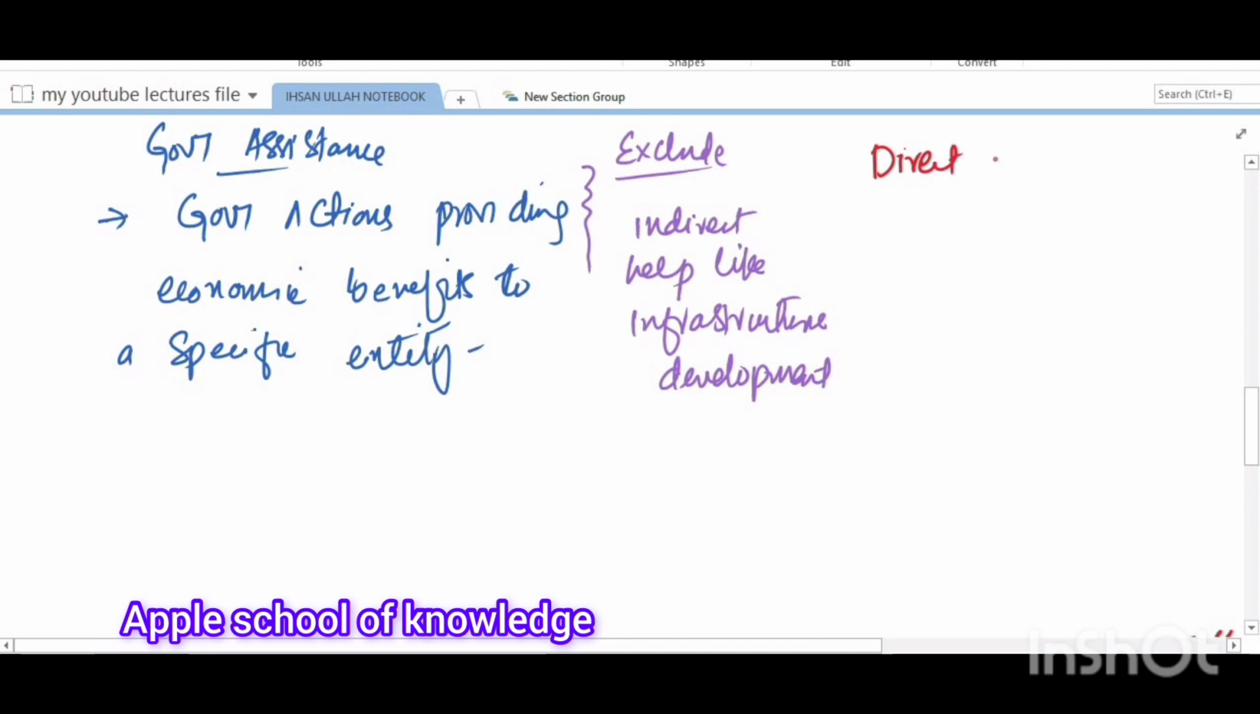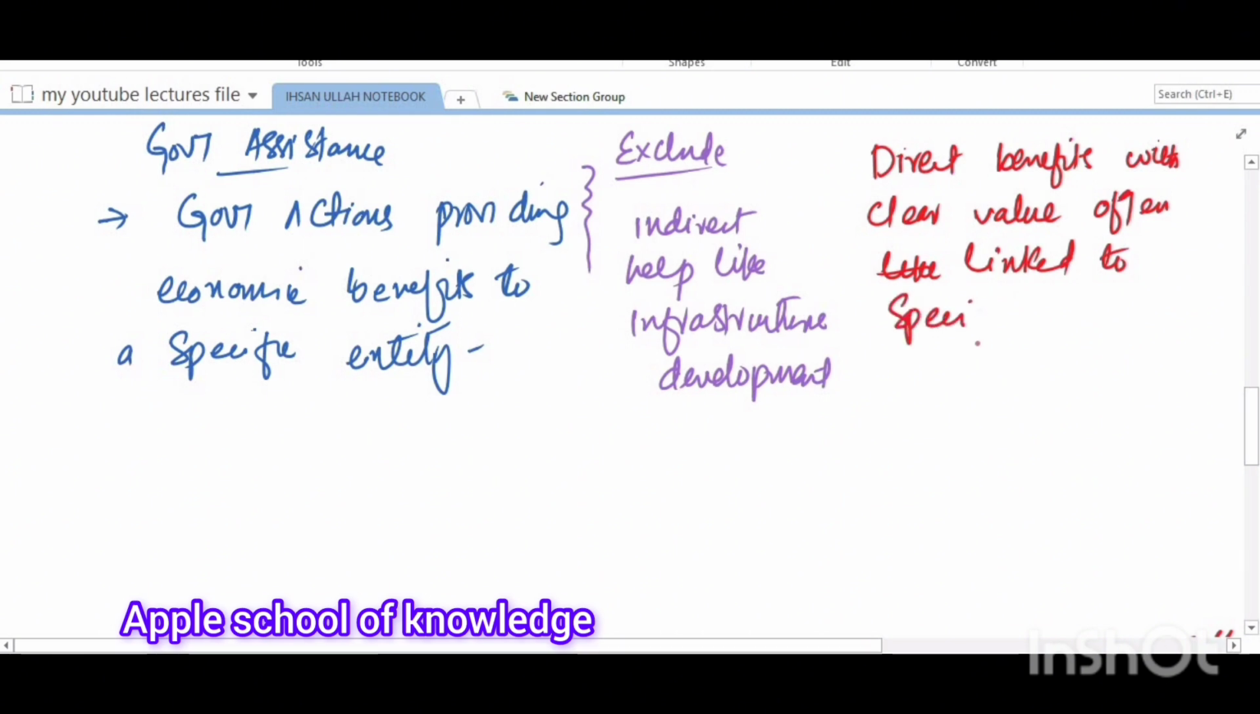So government assistance is direct benefits with clear value, often linked to specific entities or activities. Clear?